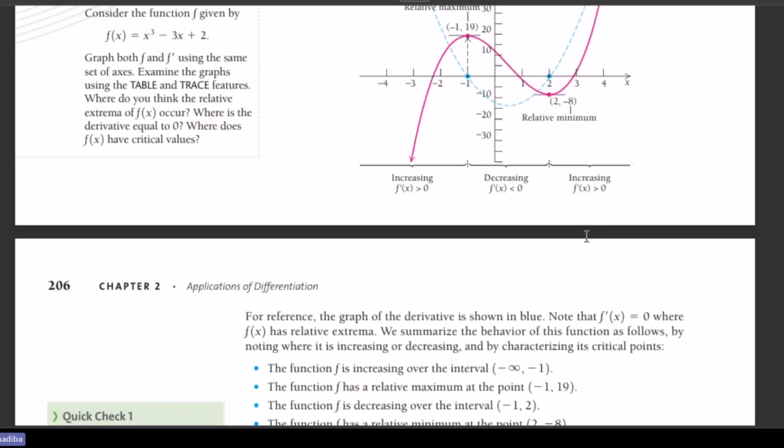The most important thing, if I can sum it up in less than a minute: you'll be given a function. From that function, you get the critical values. After getting the critical values, you need to create the intervals. Then you draw a table of signs. After drawing a table of signs, you will be able to see where the graph is increasing or decreasing. Then from there, you calculate the relative maximum and the relative minimum. And that's it.